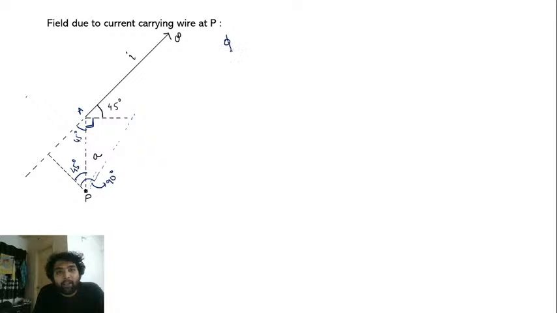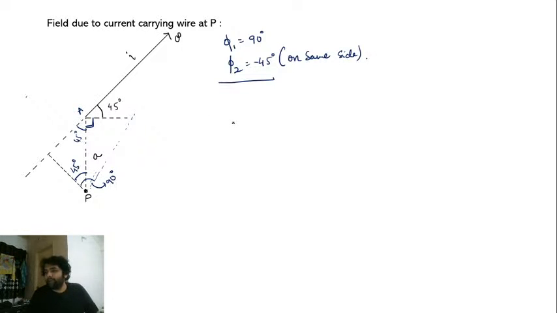तो इसमें हमें क्या आ गया, phi1 will be equal to 90 degrees, which is infinity, and phi2 is along this same side, so it will be equal to minus 45 degrees because it is on same side. Getting it? It is on the same side, so we are taking this to be minus 45 degrees. And what is the perpendicular distance? It is equal to a into sine 45 degrees, which is a by root 2.